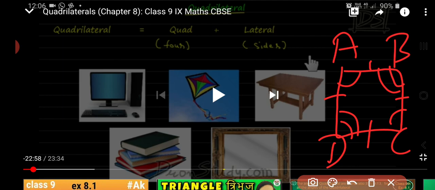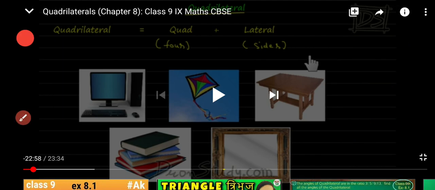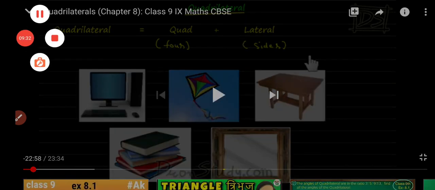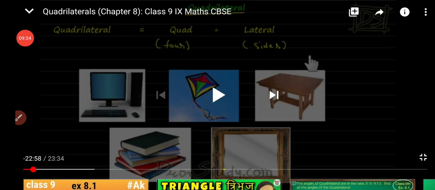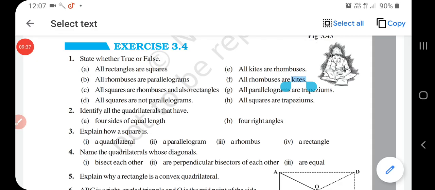Okay, understand? Now I think आप लोग सोच रहे होंगे मैम ये सब पुरानी बातें हमें क्यों बता रही हैं, ये तो I already told you in our previous video, but in your exercise 3.4 it is very necessary to know what a quadrilateral is and what the properties of a quadrilateral are. So see exercise 3.4.